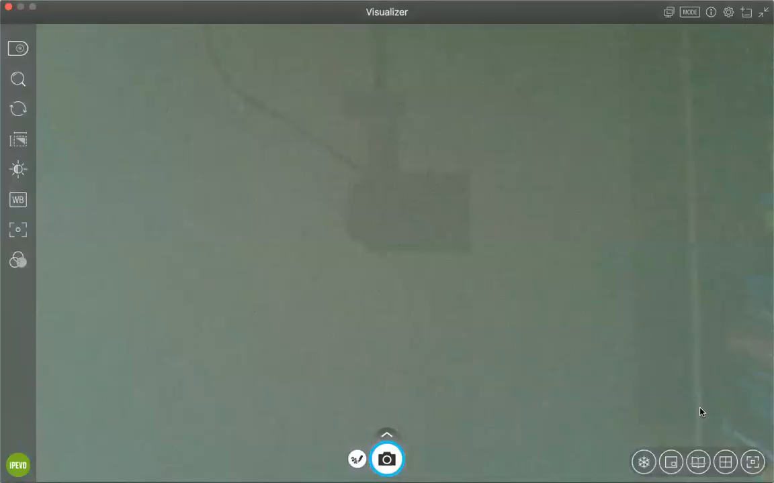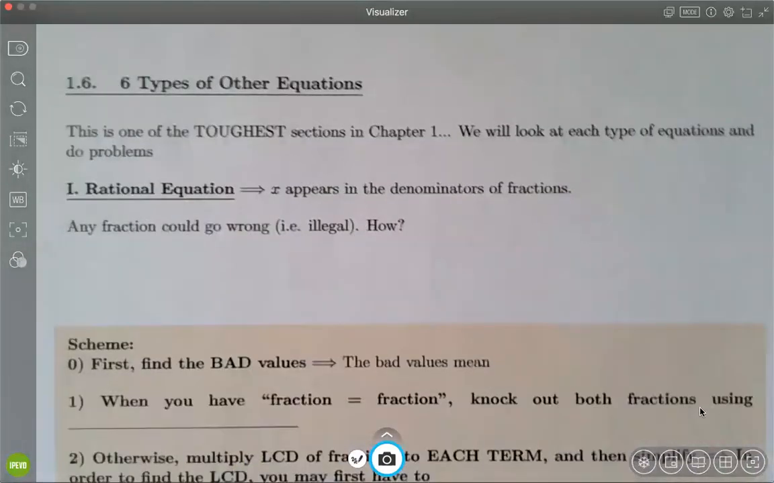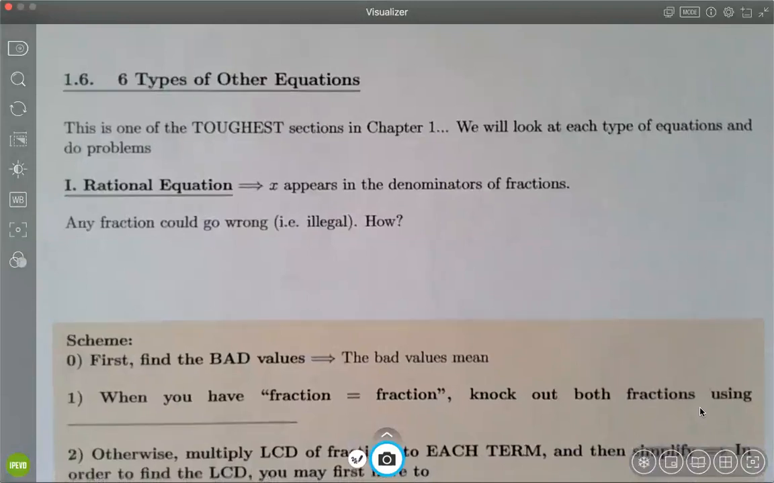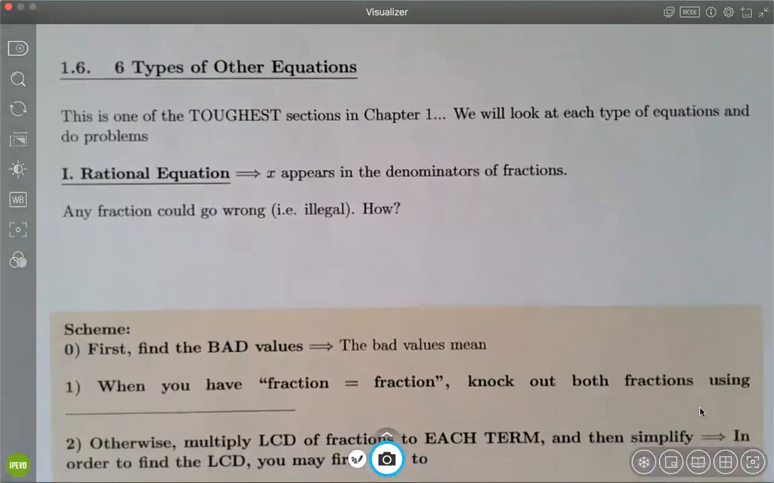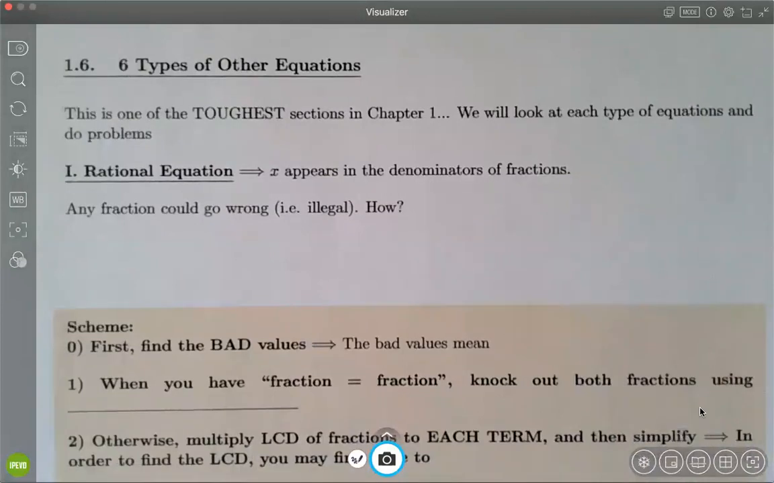Okay, so 1.6. The last two sections in chapter 1, 1.6 and 1.7, are the most challenging ones, unfortunately. So 1.6 has 6 types of equations. I don't know why the author of the book has designed this section like this, because there are lots of things to remember, but it is what it is. I didn't design the book. So, number 1, the first type, rational equation.